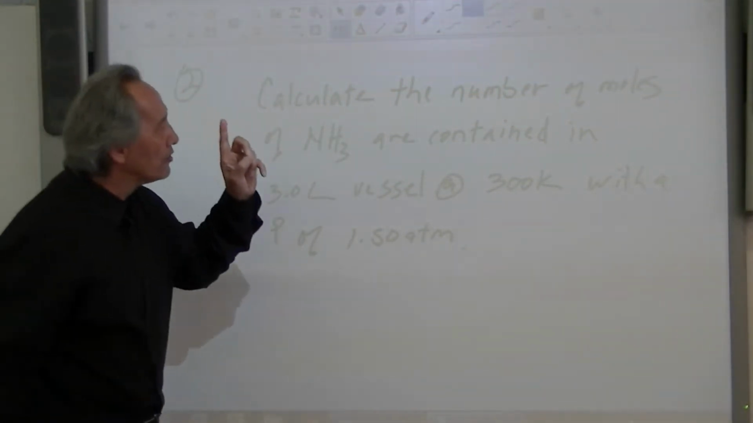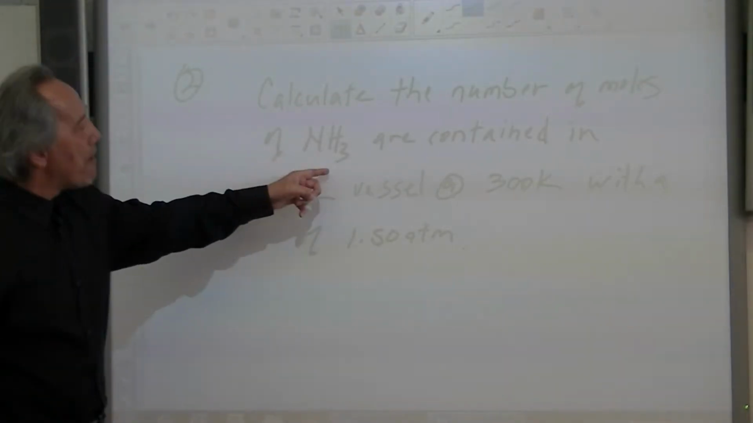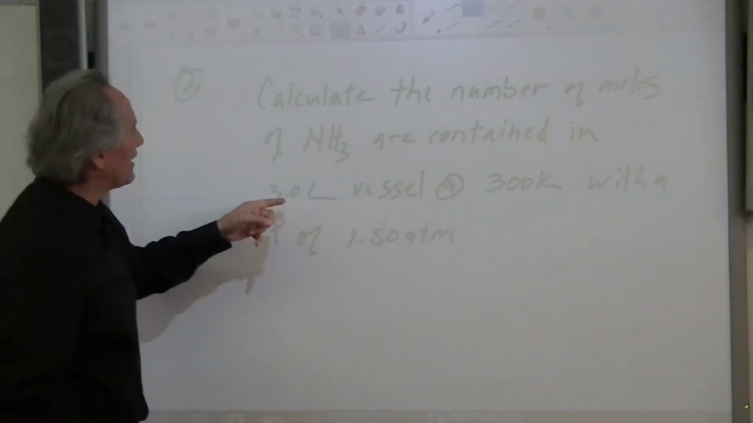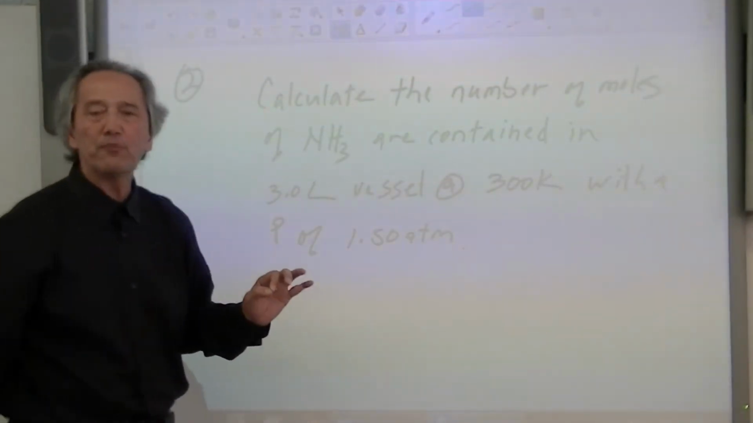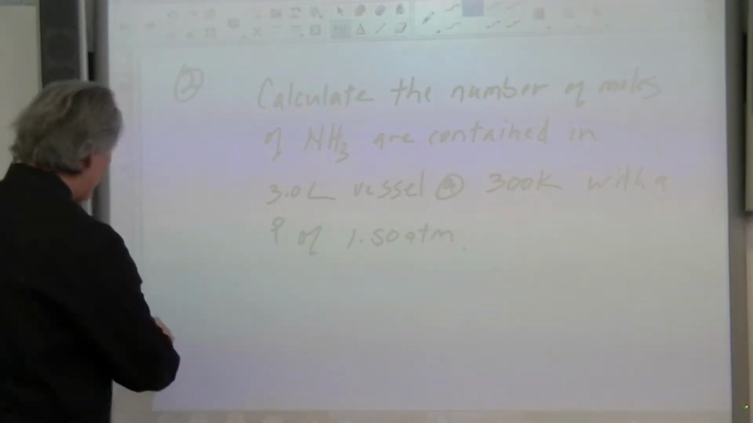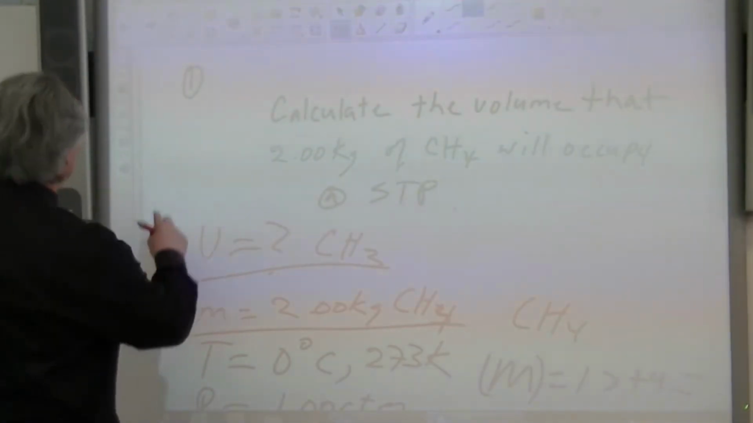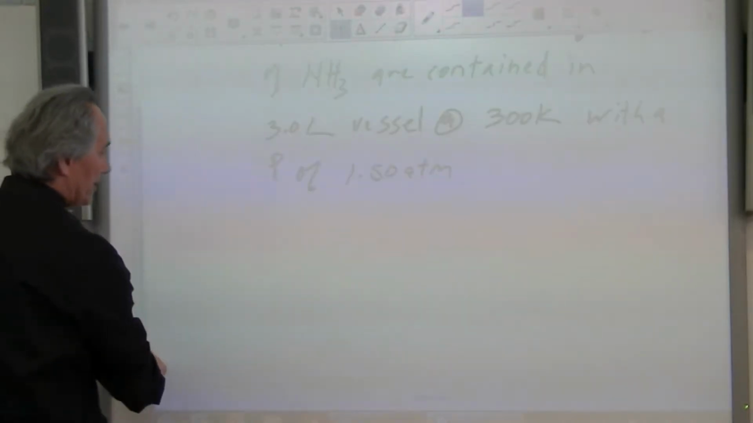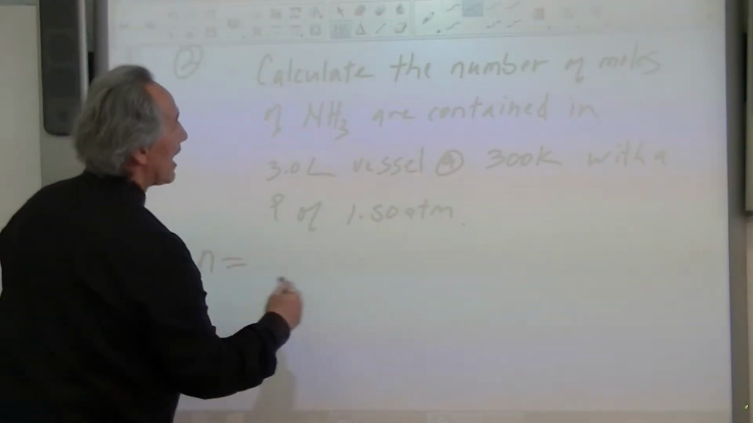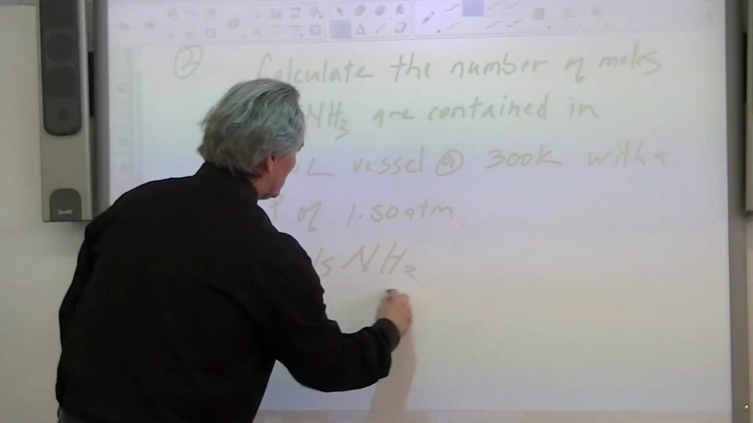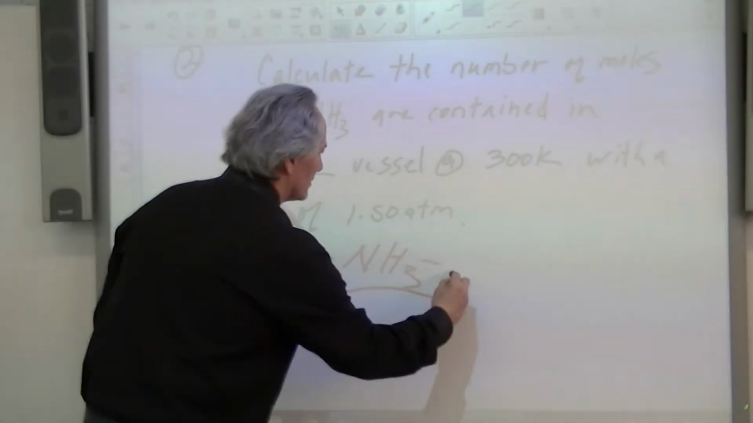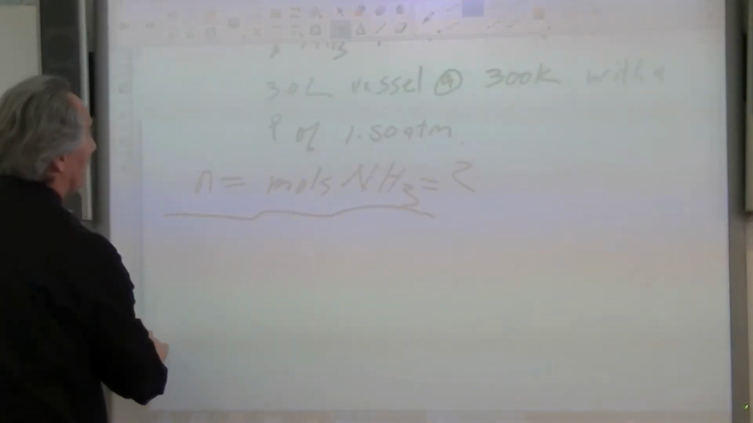Calculate the number of moles, we're looking for n, of ammonia that are contained in a 3.0 liter vessel at 300 Kelvin with a pressure of 1.50 atm. Remember, the first thing that we want to do is express what we're looking for. In this case, we are looking for n, which happens to be moles of the ammonia. This is our unknown. This is what I'm looking for.